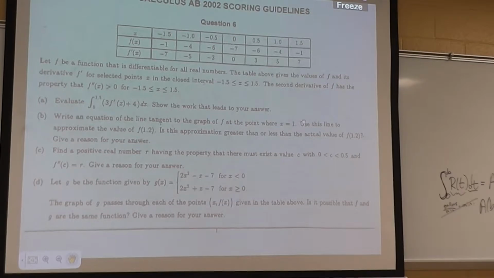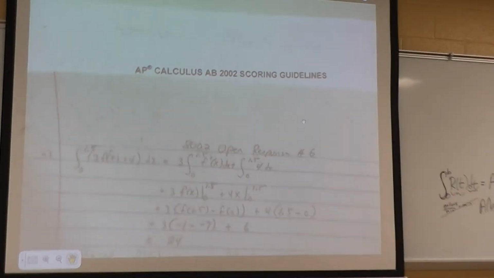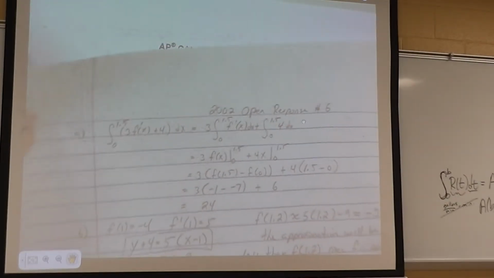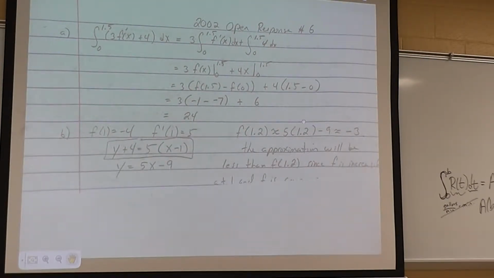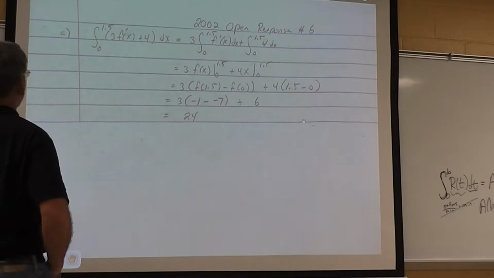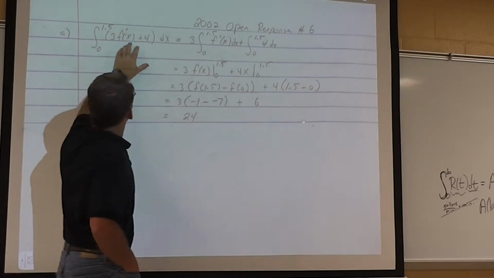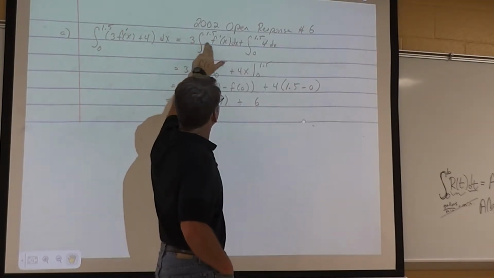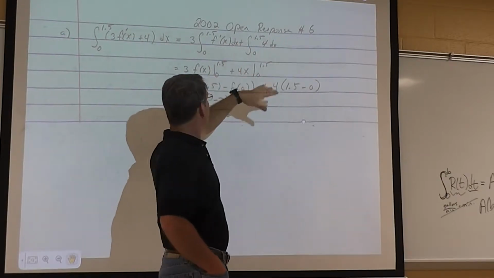Here are the calculations that I did to get that portion. We'll talk about just that part for now. Okay. The definite integral of 3 times f prime of x plus 4, we can break this apart and do it term by term. So 3 times the integral of f prime, and then plus the integral of 4 dx. Two pieces we break apart.